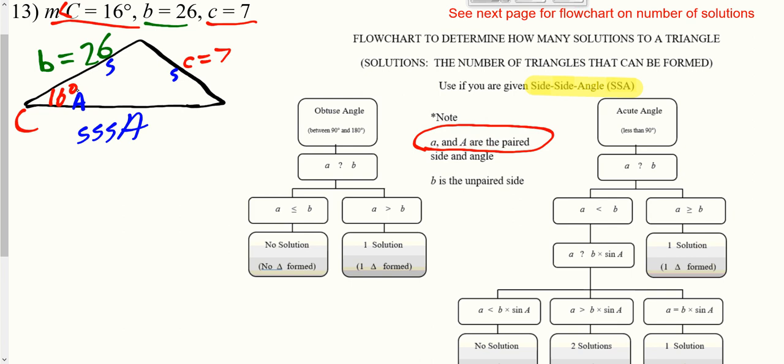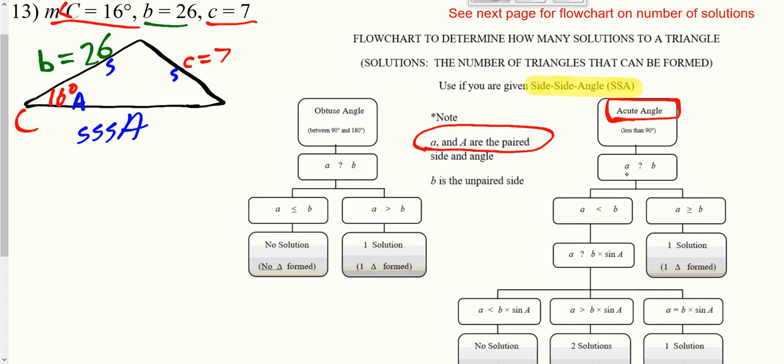We don't have to worry about this flow chart. But if it's a side-side-angle, we have to look at this flow chart to figure out how many triangles we're dealing with. Now, we have a 16-degree angle. We know it's not obtuse, so we don't have to be concerned about this. 16 degrees is less than 90. So we know we're going to be dealing with this over here.